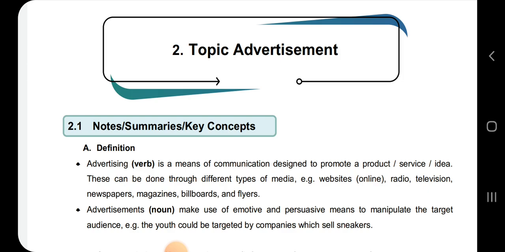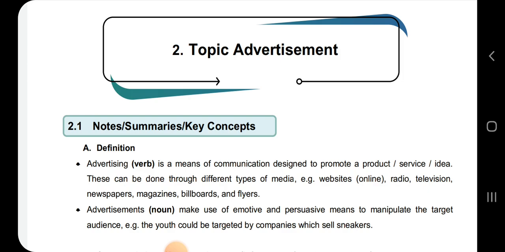So what we have to know with regards to advertising is the definition. Advertising is a verb, and a verb is a doing word, so it means what you're doing, an action word. Okay, this is what I'm doing. What are you doing? I'm advertising for my business. So that's how you use advertising as a verb. We use advertising to promote or persuade customers.